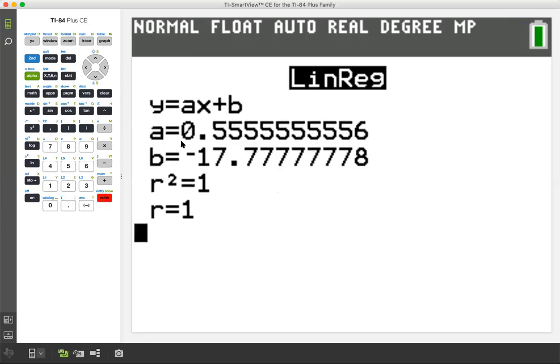And now I see that I have the A, which is still the slope. I have the B, which is the y-intercept. I have r squared. We're not going to worry about r squared. You'll do that if you take CHS Prob Stat. But then we have r. These two numbers are the same right now, but they won't always be the same. But I can see that my r value, the correlation coefficient, is 1.